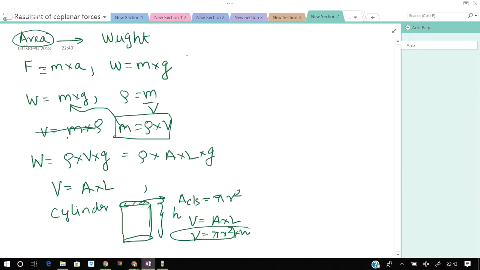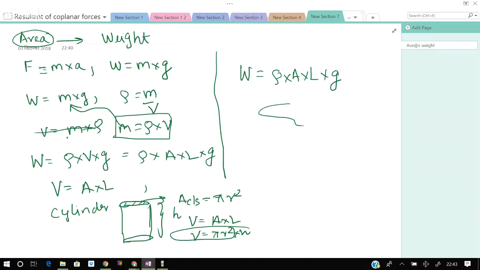So on the other side, we will write down over here, weight will be equal to density into area into length into g. So over here we will consider a random body, supposedly of any shape. It will have some amount of thickness. So this will be its thickness.